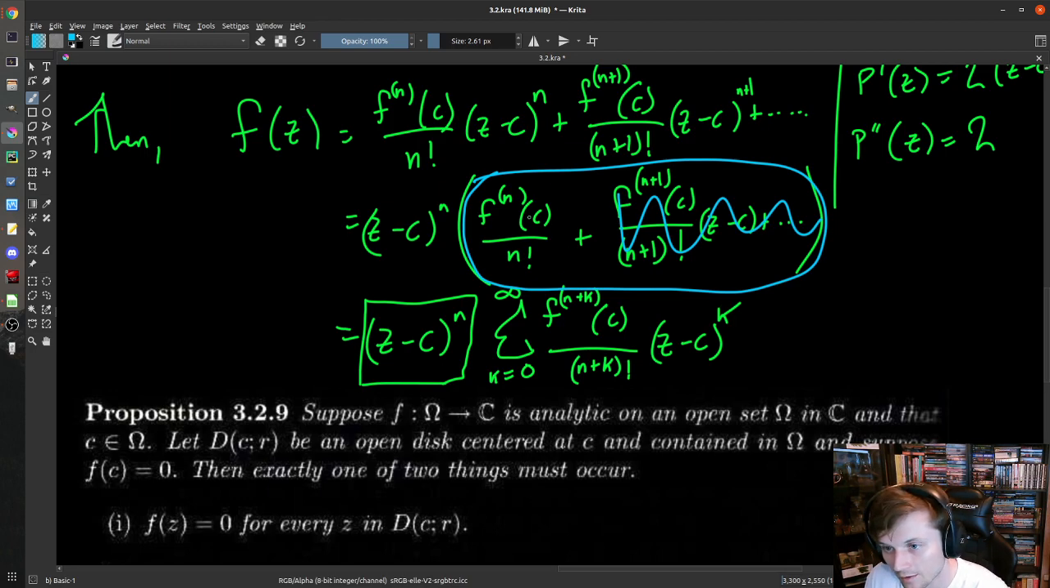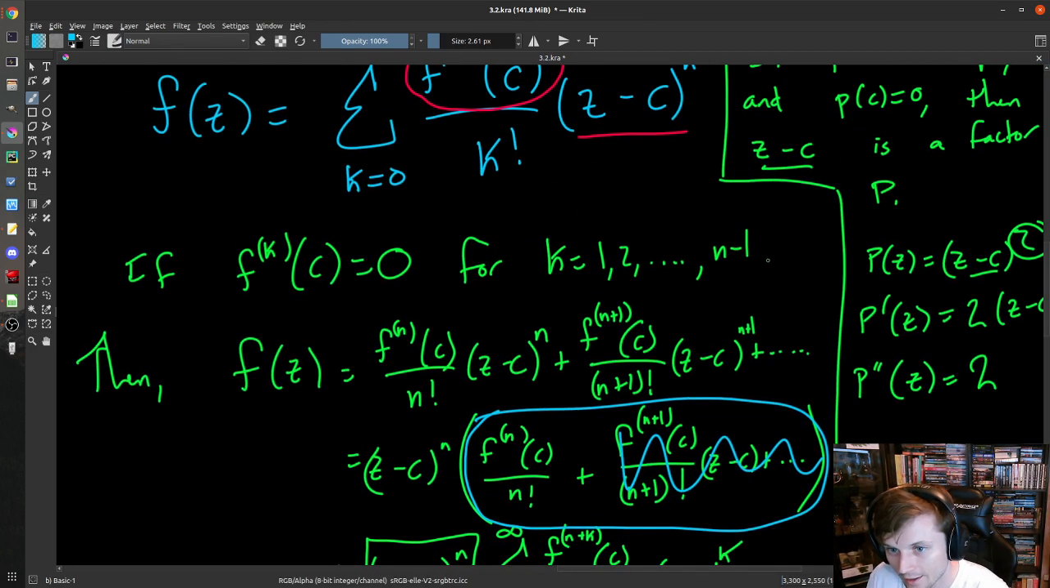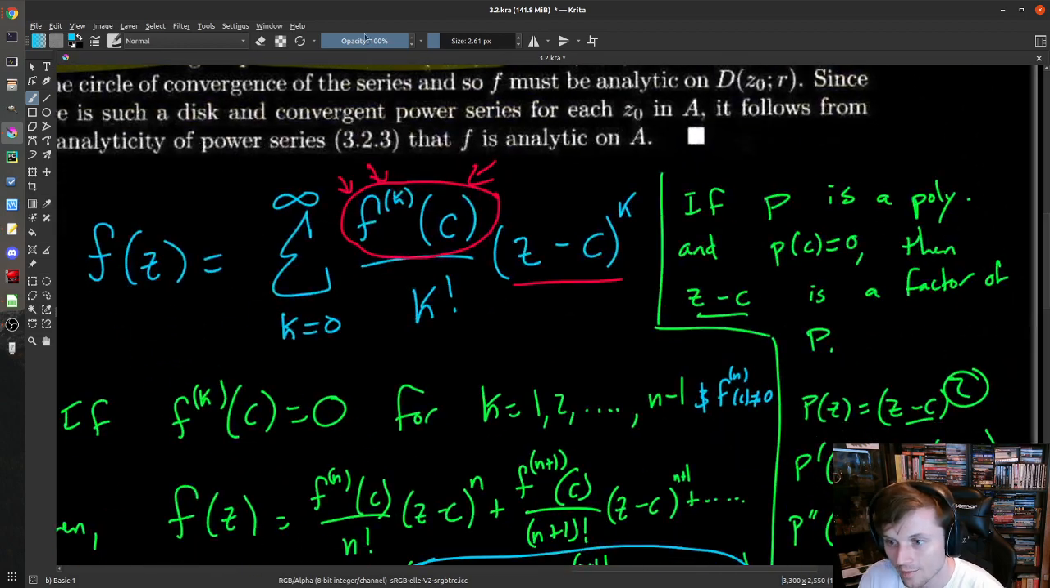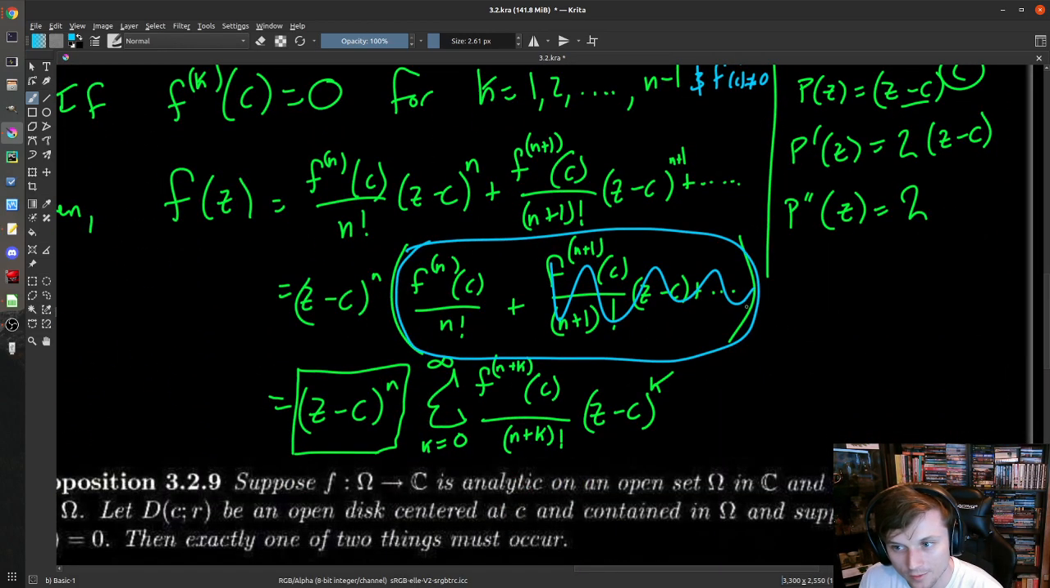But this piece right here is non-zero because we assumed the nth derivative at c is not equal to 0. If you have a 0 of order n at a given point, then you can write your function as z minus c to the n times some other analytic function, using corollary 3.2.8, since it's got a series representation, it's analytic, which is non-zero at that point.